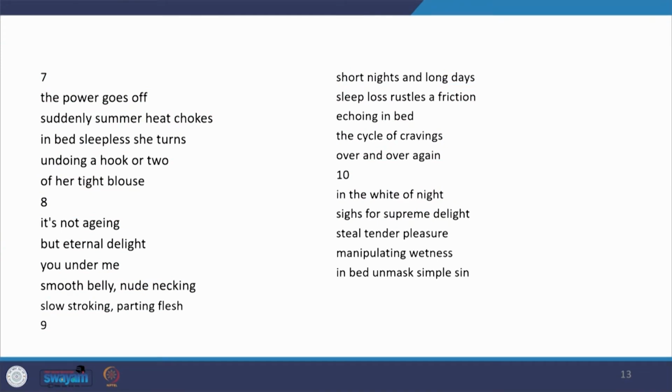And then here, with the progression of age and the advancement of society, love has also had certain restrictions, certain impediments, and the poet says, "The power goes off, suddenly summer heat chokes. In bed sleepless she turns, undoing a hook or two of her tight blouse." And then, "It is not aging but eternal delight, you under me, smooth belly, nude necking, slow stroking, parting flesh."